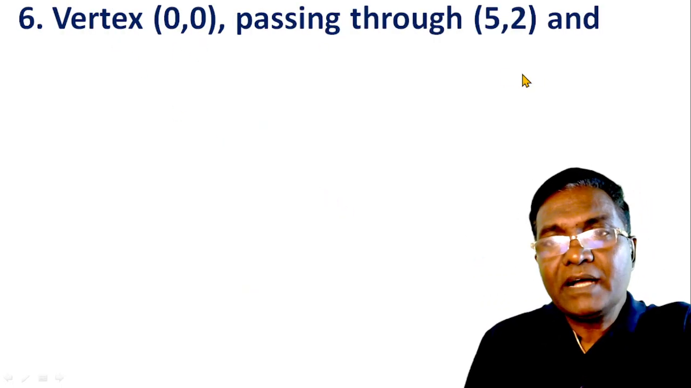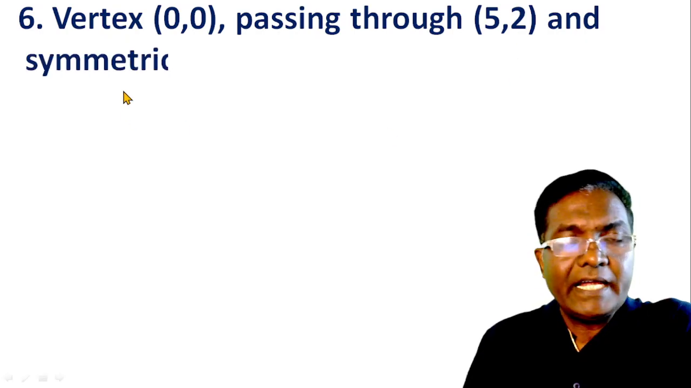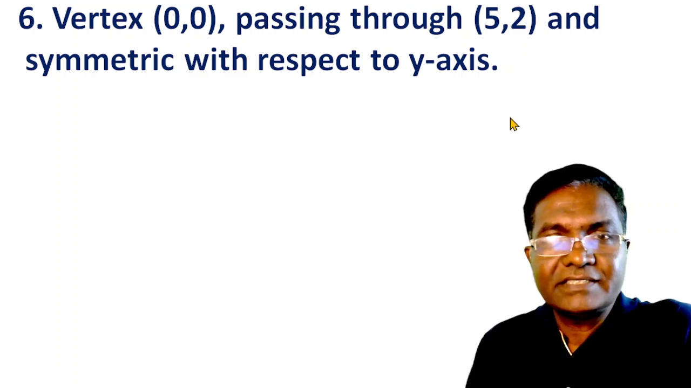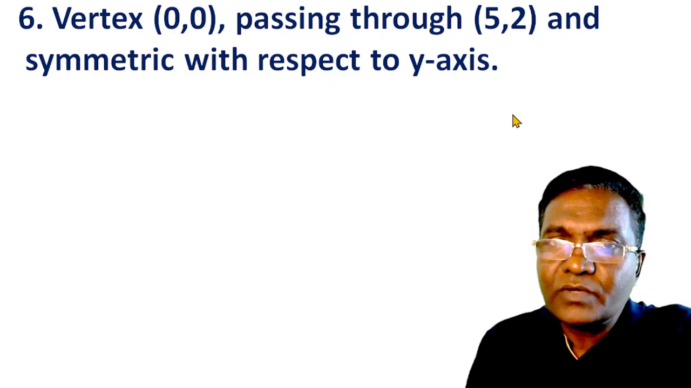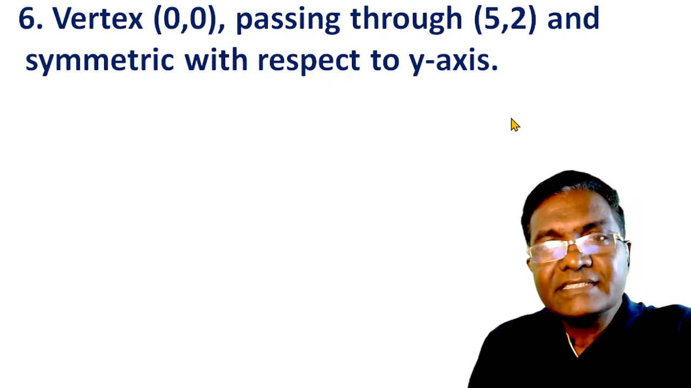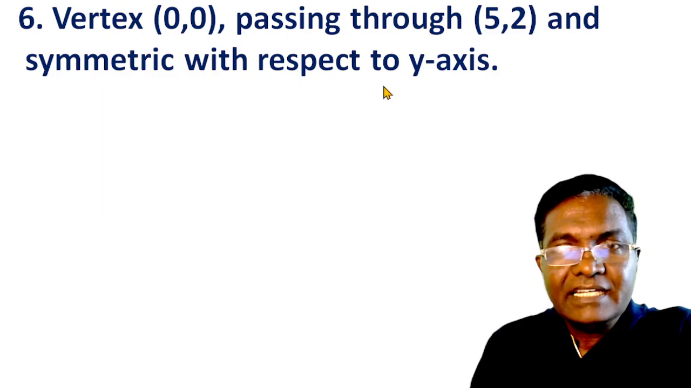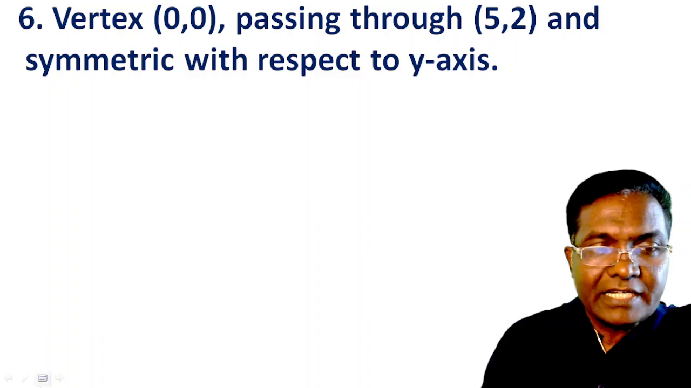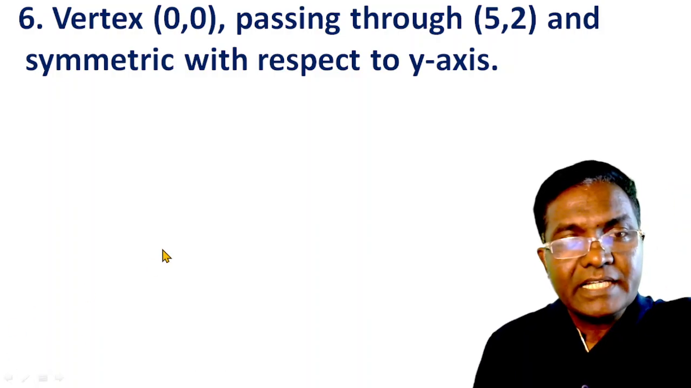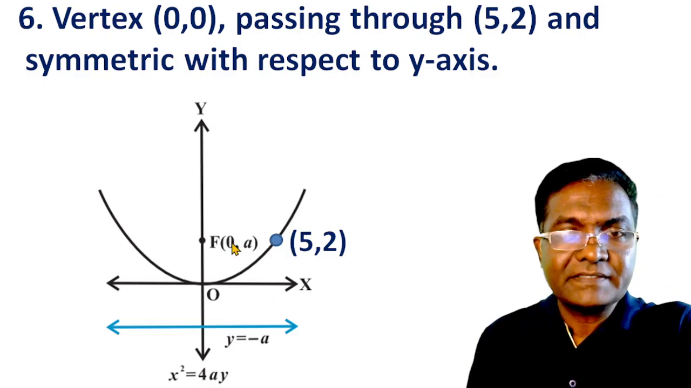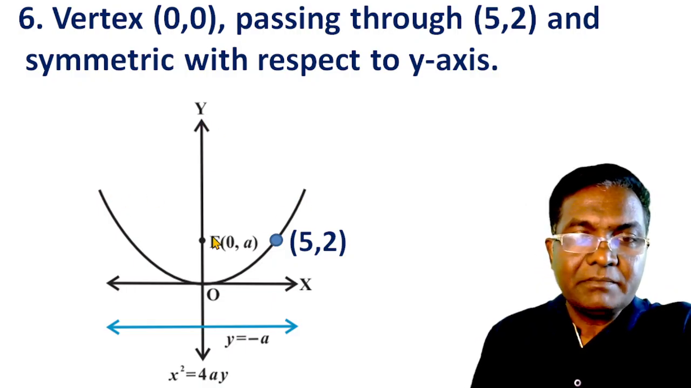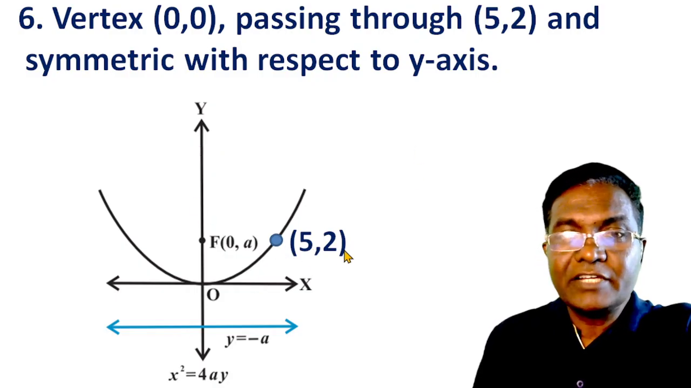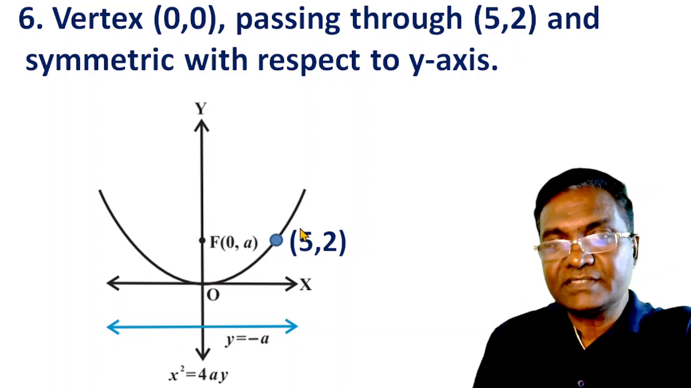One more question. Vertex is 0, 0 and passing through the point 5, comma 2 and symmetric with respect to the y-axis. Look at this. In the previous case, the x-axis was the axis, meaning the axis is along the x-axis. Here, the axis is along the y-axis. Again, we'll try to understand. Yes, look at this. This will be the case. The curve is symmetrical about the y-axis and it passes through the first quadrant, that is 5, comma 2. So this is the case.